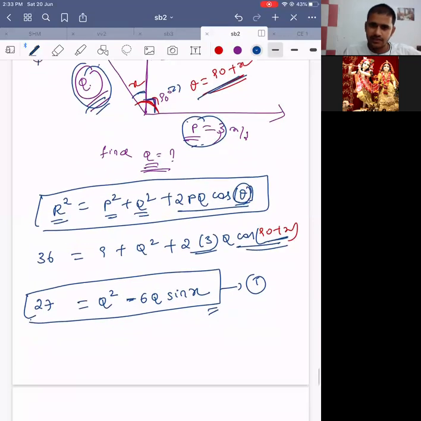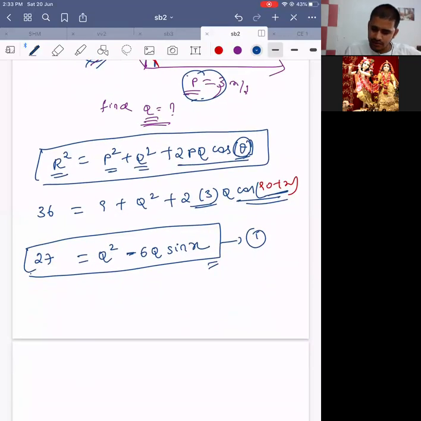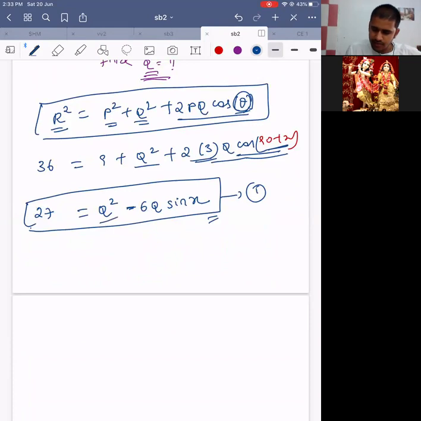Cos 90 plus x will be... the values are given, r is given 6 and p is given 3. And from here, q square plus 2pq and q square minus q sin x. Okay, this is done, hopefully. Then let's see the next part.